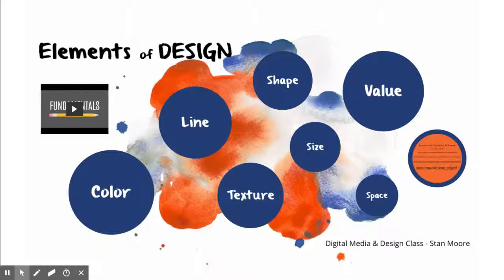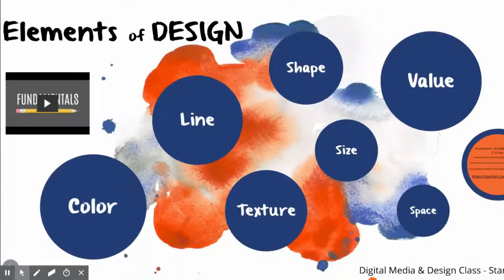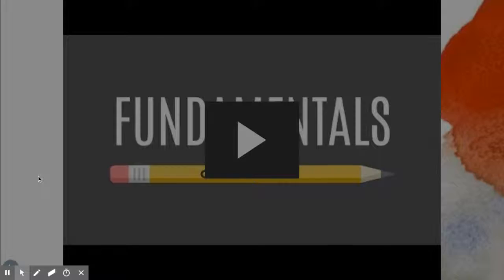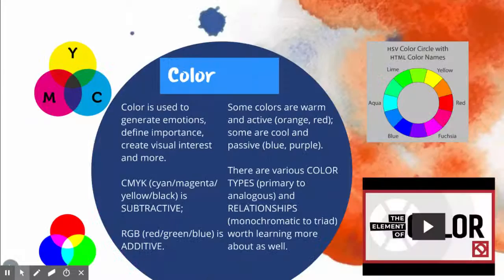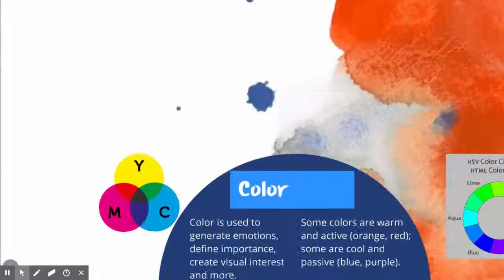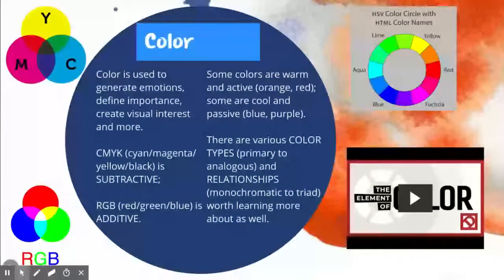And within each of these circles is additional detail about that element of design and what it does for visuals. So I'm not going to watch all the videos on the recording here, but I would like to show you how this would work. So let's go back here. We'd start off with the fundamentals of design, and then that would bring us to the first one of the elements, which is color.